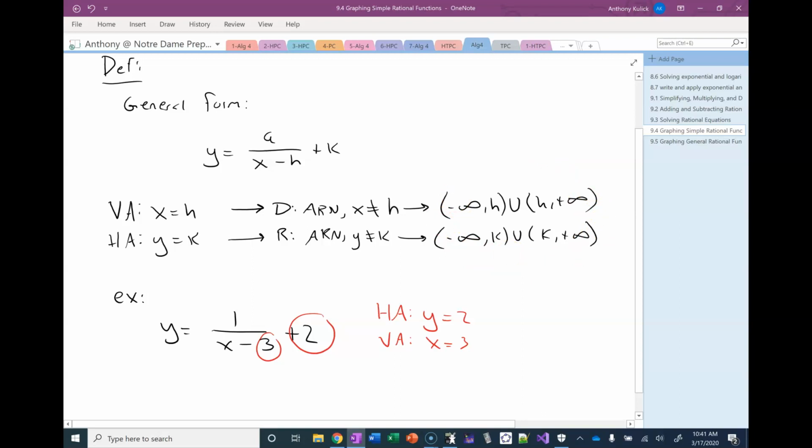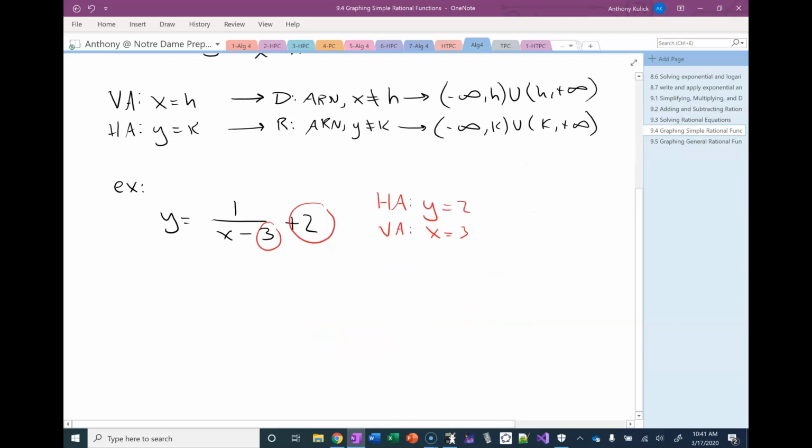Okay, so this is pretty nice. Because again, if we go back to our example, that means that our domain is negative infinity to 3, union 3 to infinity, and the range is negative infinity to 2, union 2 to positive infinity. Pretty easy.